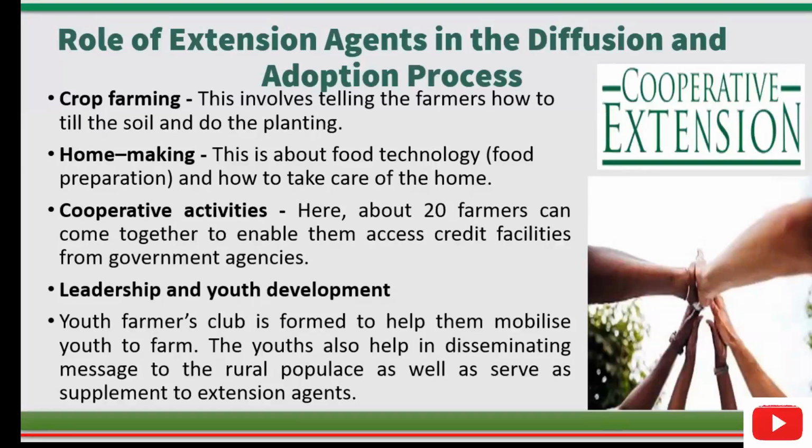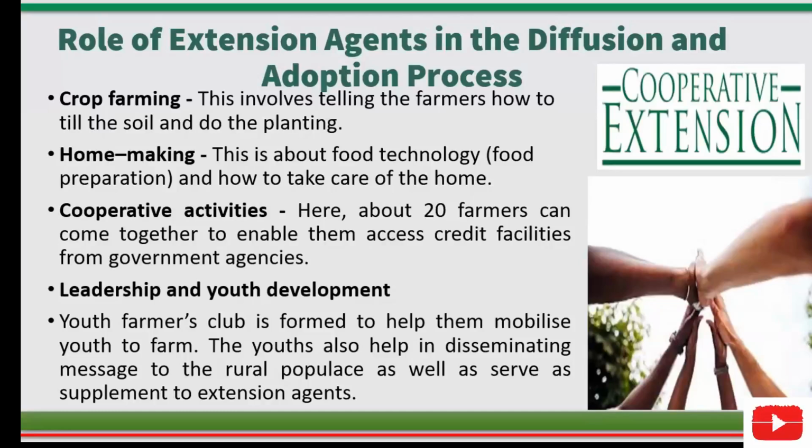Now, in this field of cooperative activities, the extension agent has its own roles. Here, about 20 farmers can come together to enable them access credit facilities from a government agency. The extension agent can help them in this process, helping them with all they need to facilitate this.